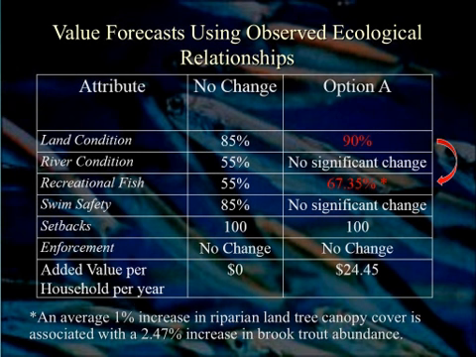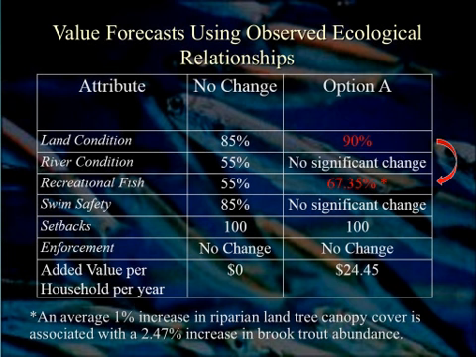So what you can do then is say, let's imagine we engage in a policy that restores 5% of that riparian tree canopy. Assuming this observed relationship continues to hold, that would lead to a change from 55% of the reference condition for recreational fish to 67.35%. So that is the predicted change that we would get in recreational fish.